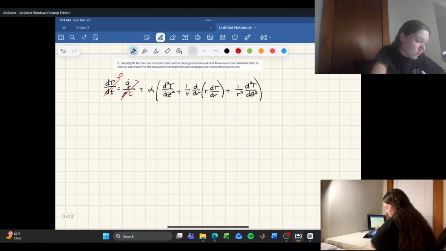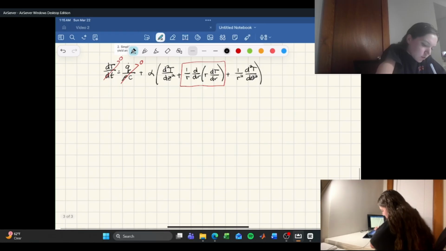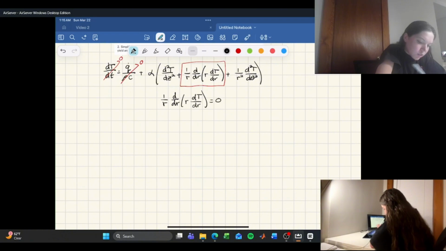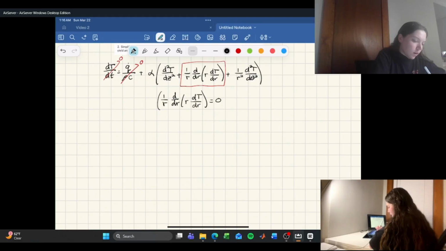No heat generation, so generation is 0. And we are only looking at the radial direction. So that's this right here. So we can rewrite this. That's 1 over r, d over dr, r dT over dr, all this is equal to 0. And then the alpha term is still here as well.